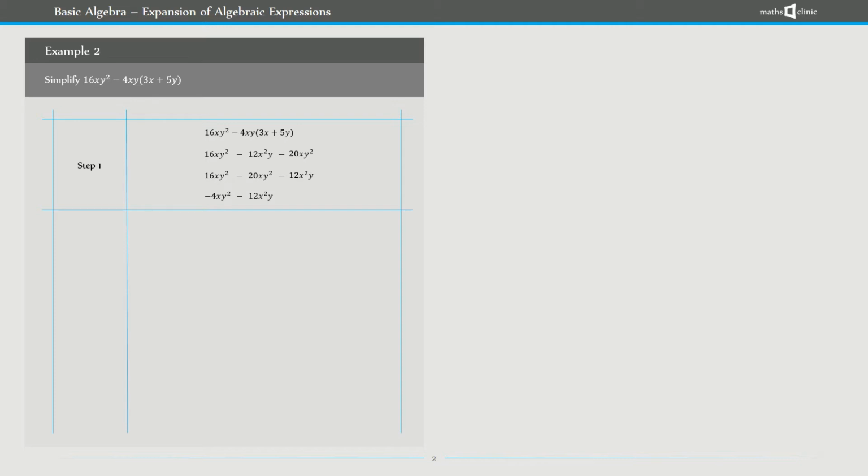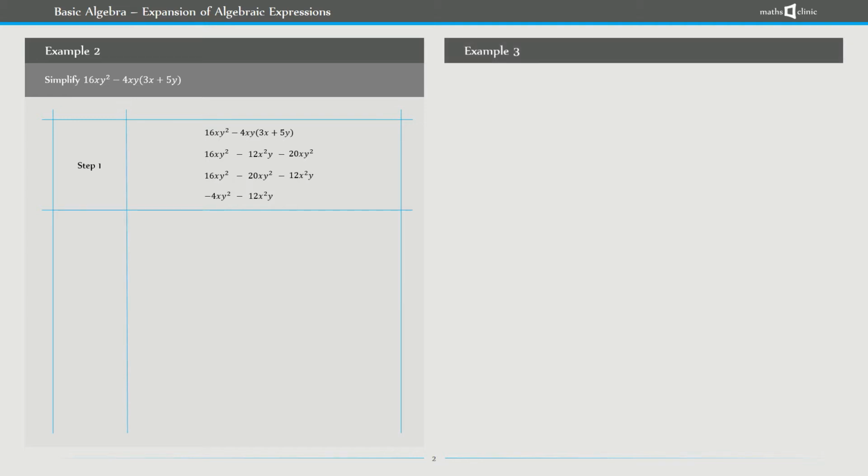So let's try another example, example 3, and it gets even more complicated here. But not too complicated, really. It's really nothing we can't handle. So we have simplify. Now we have two brackets multiplying each other: 3x minus 5 in one bracket multiplying 2x plus 6 in another bracket. Have you got any idea as to how we can go about solving this?